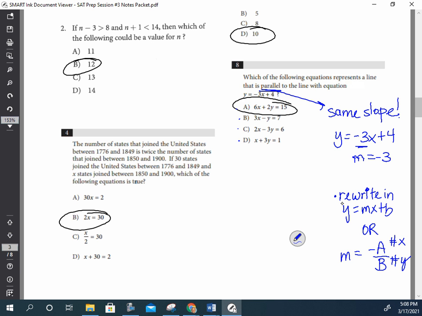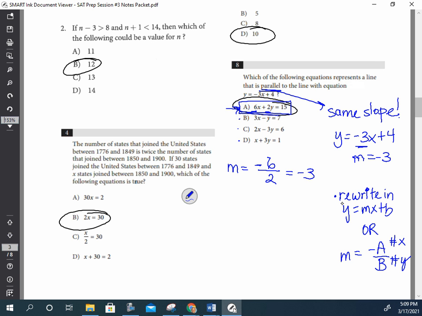So if you look at choice A, you have 6 and you have 2. So the slope is the opposite of the A value, which is 6, divided by 2, negative 3. So that's your equation.